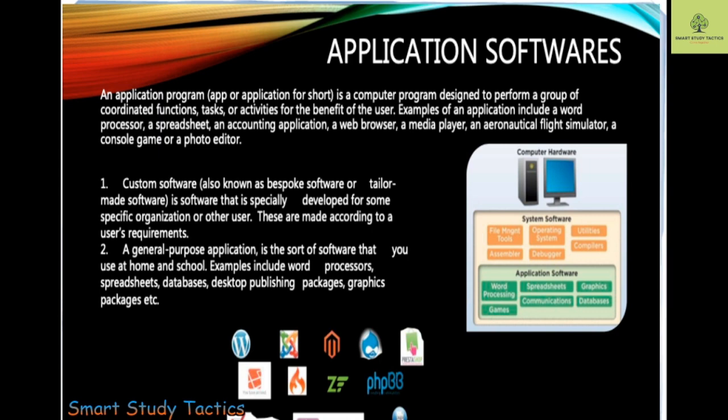So what are applications? They perform a particular task. The programs designed to perform a particular task are known as application software. Application software are small computer programs designed to perform a group of coordinated functions, tasks, or activities for the benefit of the user. Please read this line yourself, pause the video, and make sure you understand what I'm saying.